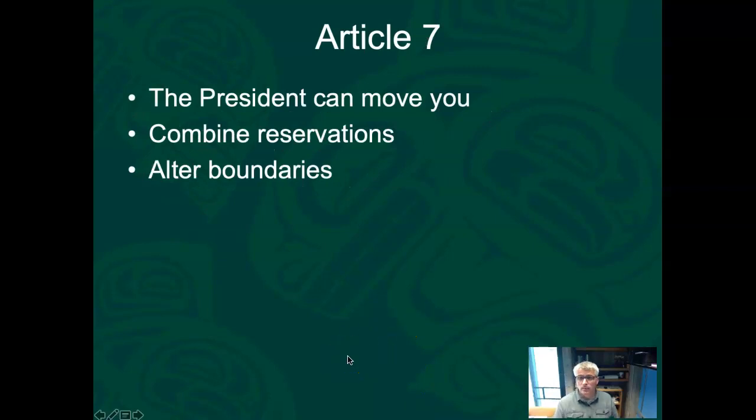Article 7 said that the president can move you, they can combine reservations or alter boundaries. So again, here's the reservation lands, the outlines, but we can also just sign something and move you somewhere else. And in some of the Montana examples, that was actually done up until very recently, that the boundaries were often altered. In fact, another example of that is for uranium mining on the Navajo reservation, that the boundaries were moved by the president so they can access uranium ore that we were extracting at the time to build nuclear weapons, to fight World War II.